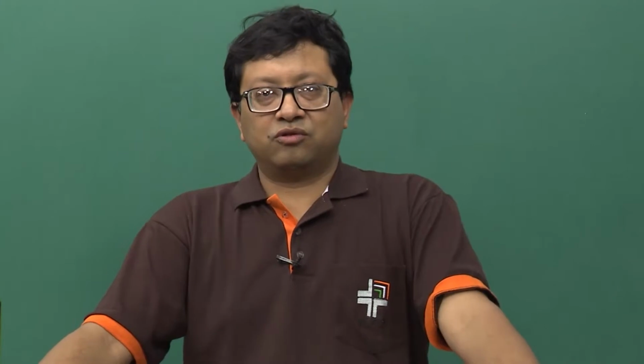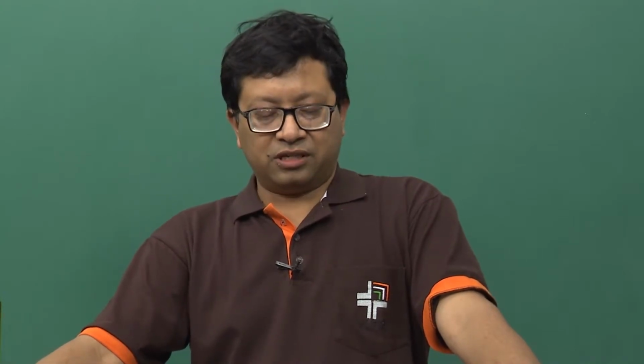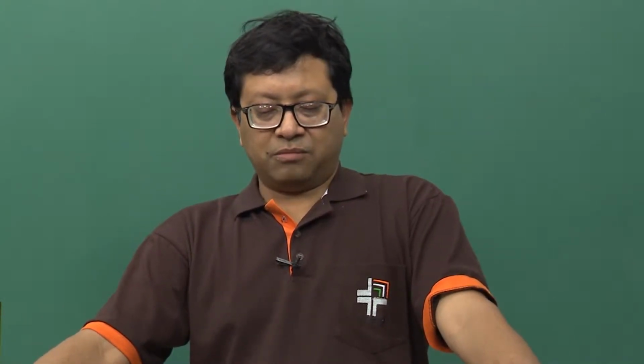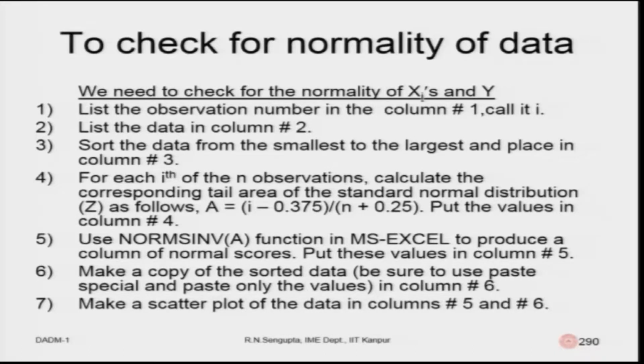So, as I said, we need to check for normality. I will read it again, because we have already done it once, using the Excel sheet. We list the observation numbers in column 1, call it I, then list the actual data for which you are going to do the QQ plots and verify them in column 2. Then sort the data you have collected in column 2, from the least to the highest, in column 3.